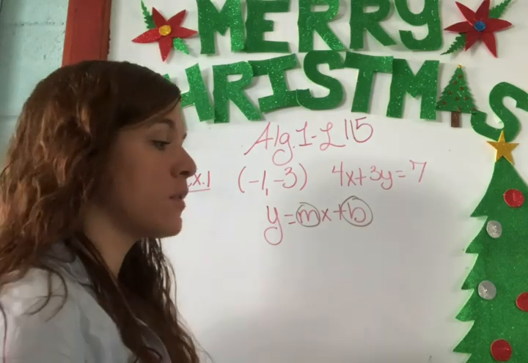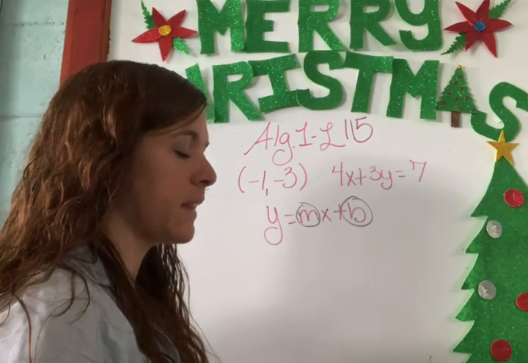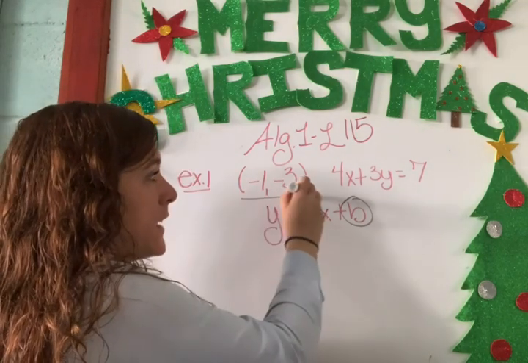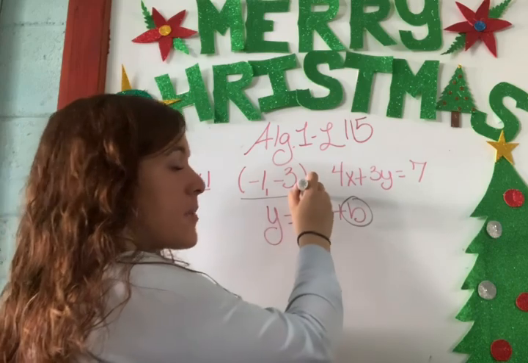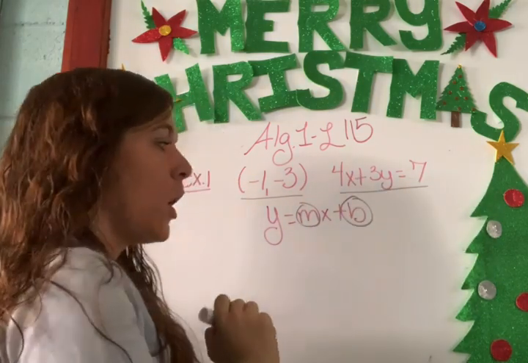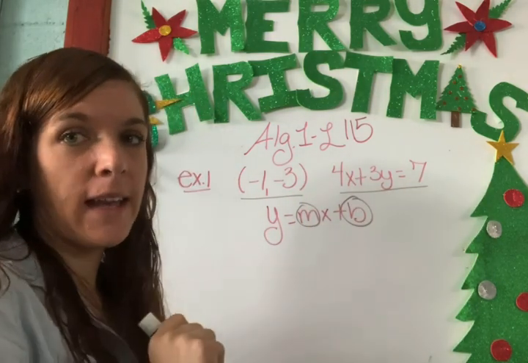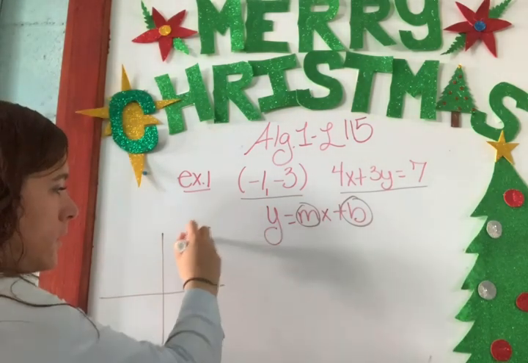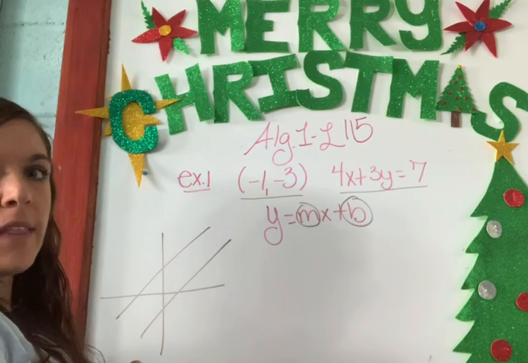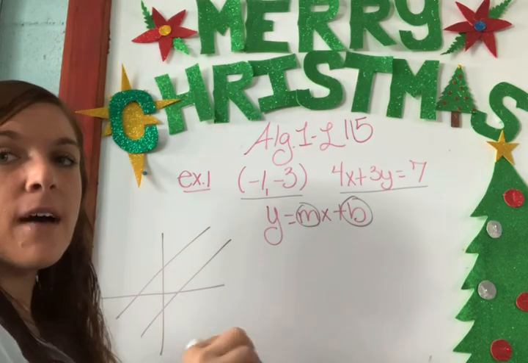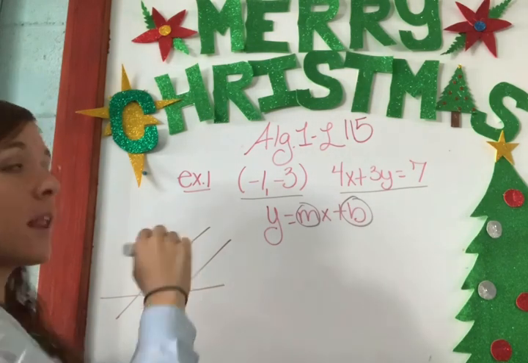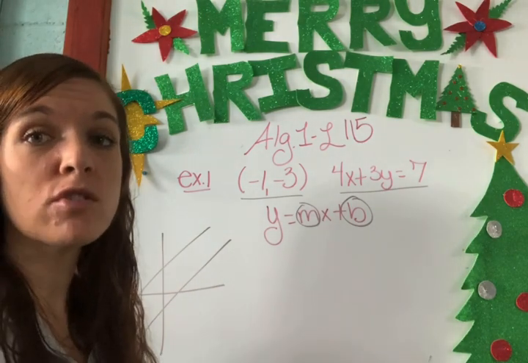So what they're going to give you is, look at example 1: find the equation of the line that goes through this point and is parallel to this line. Well, what does it mean that it's parallel to that line? How is that going to help us? Let me show you. When you have lines that are parallel, they don't touch each other. They have the same slope. You might want to write that down somewhere: parallel lines have the same slope.